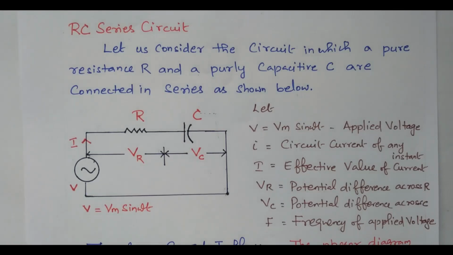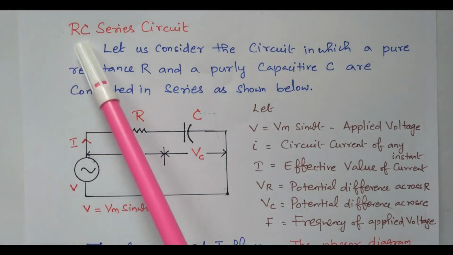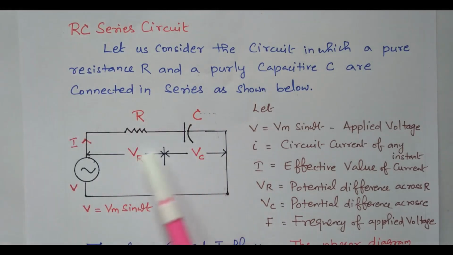Welcome viewers. In this video we will see the RC series circuit, that is, resistor and capacitor connected in series. Consider this diagram. Resistor and capacitor are connected in series and energized by the AC voltage. We will see what is the behavior of this circuit. We are going to analyze the current, voltage, impedance, power factor, and power. VR is the voltage across the resistor, VC is the voltage across the capacitor.